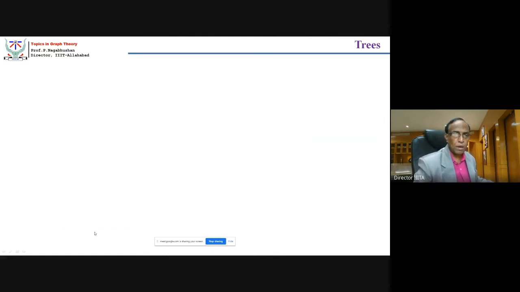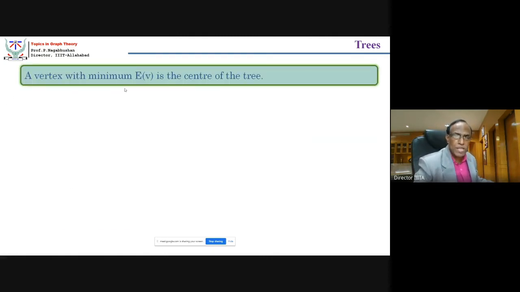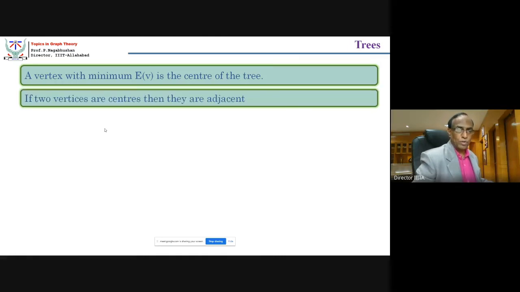A vertex with minimum eccentricity is the center of the tree. So a person with minimum eccentricity is the excellent class representative. A vertex with minimum eccentricity is the center of the tree. If two vertices are centers, then they are adjacent. Let us see a simple example.